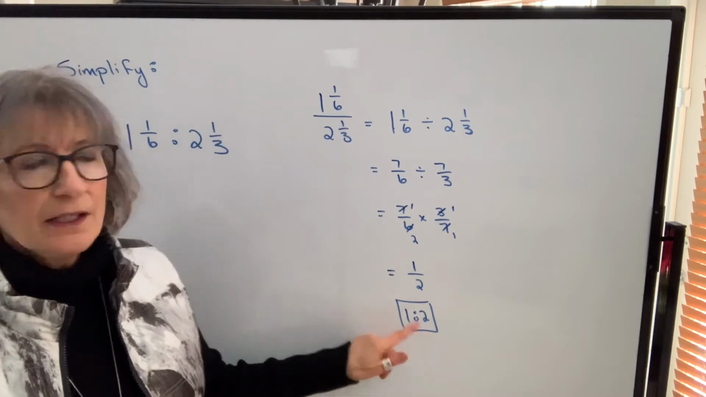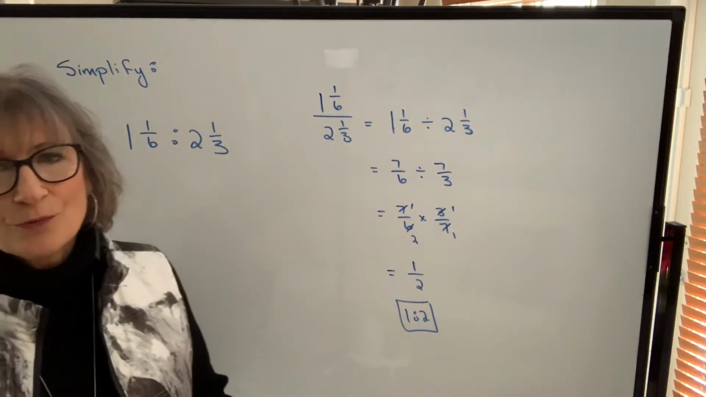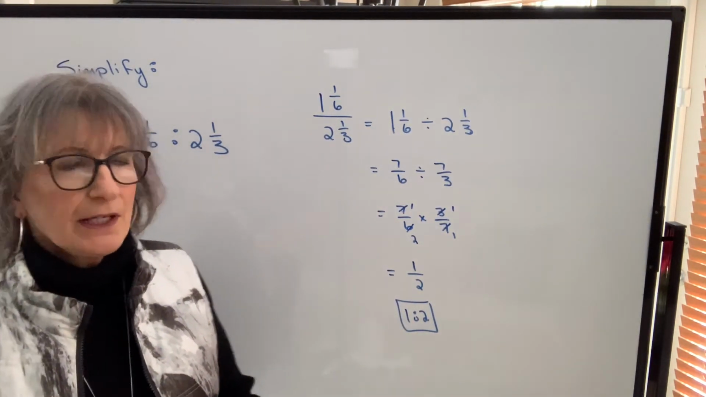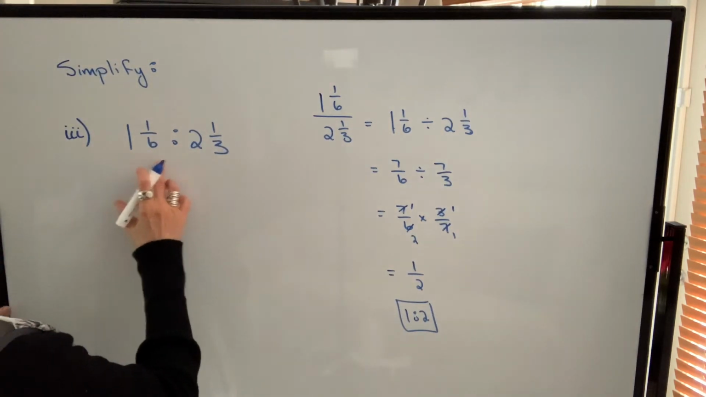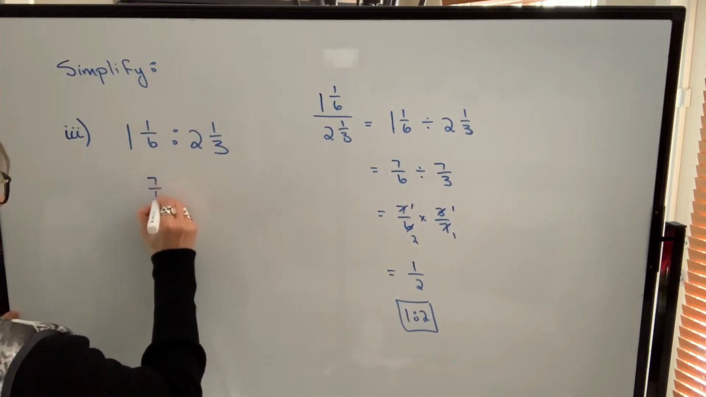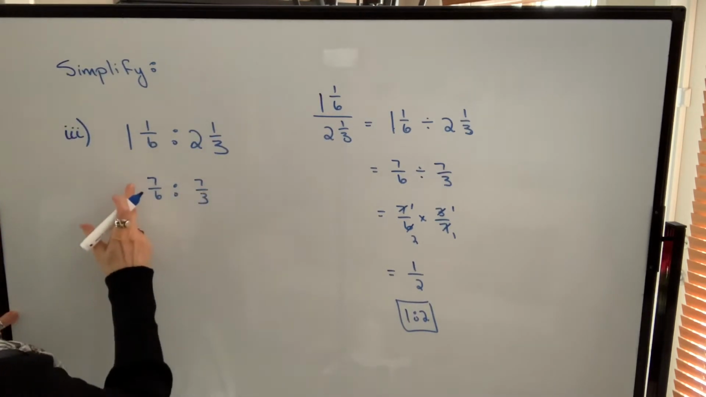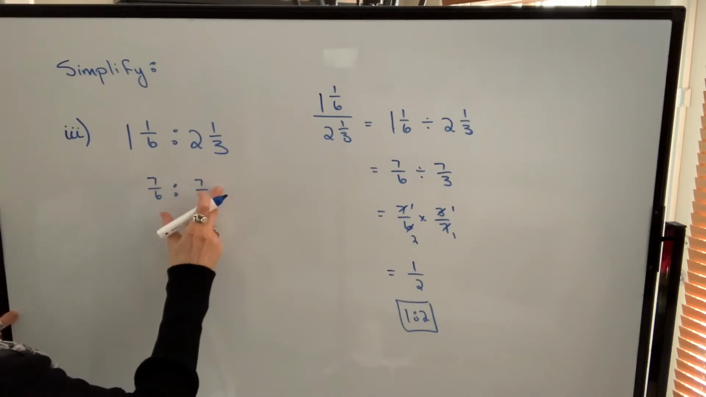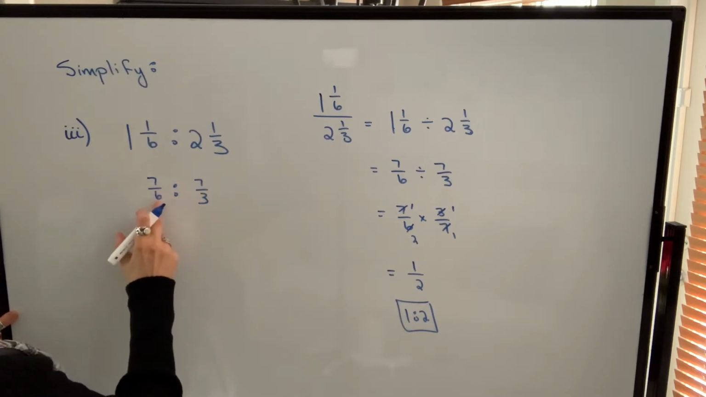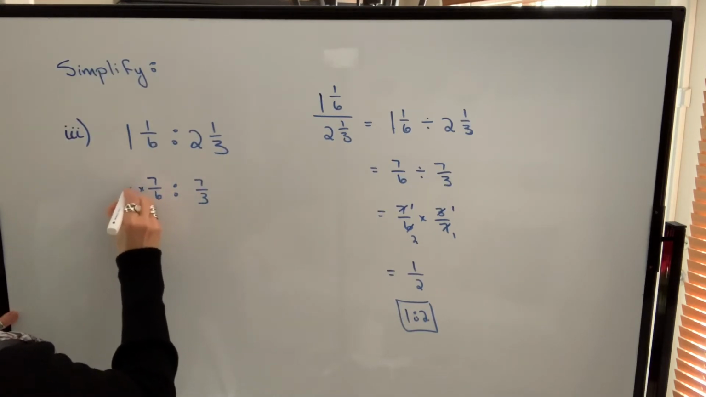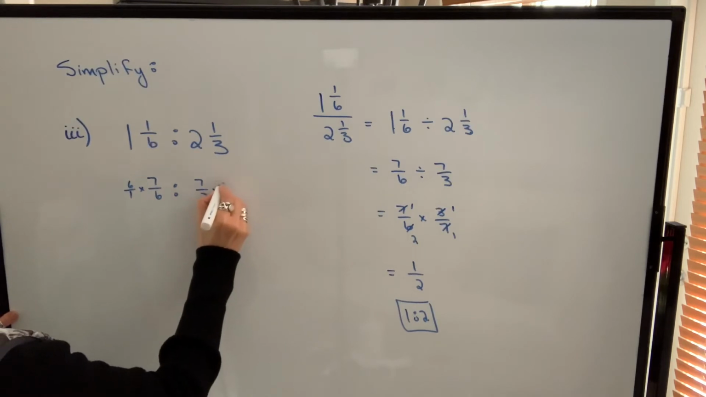So that's one way we could simplify this ratio. The other way, you still need to change to an improper fraction. So this is 7/6, and this will be 7/3. And then I could multiply both fractions by the lowest common denominator, which would be 6. So we times it by 6/1.